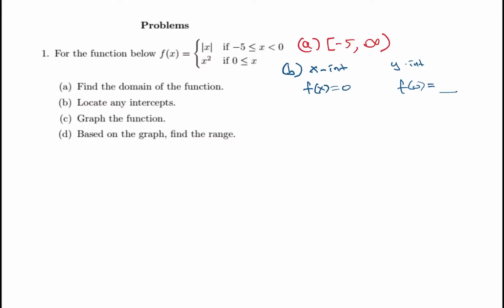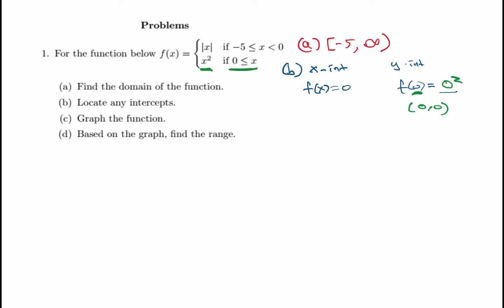So let's find the y-intercept. That means I need to plug 0 in. And we have to be careful here. Where do we plug it in? Since 0 is in this domain right here, x greater than or equal to 0, we have to plug 0 in here. 0 squared. So (0, 0) is a y-intercept.